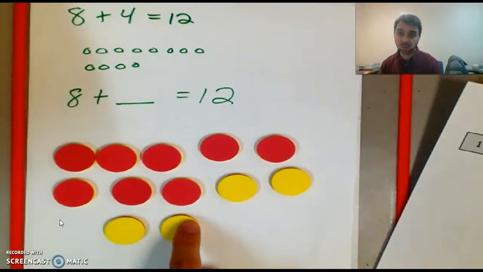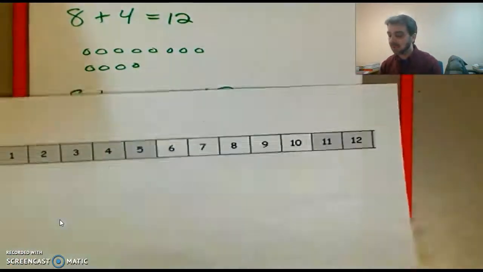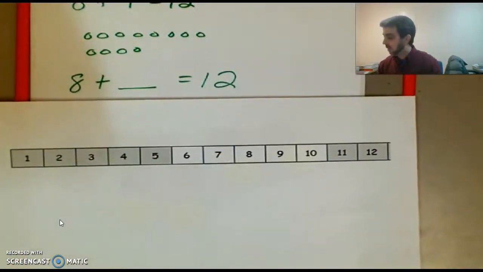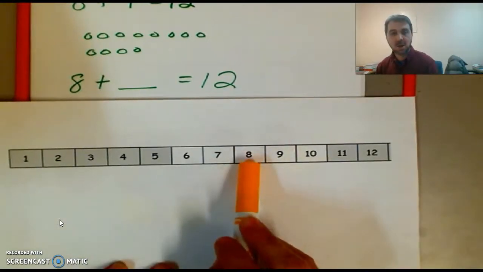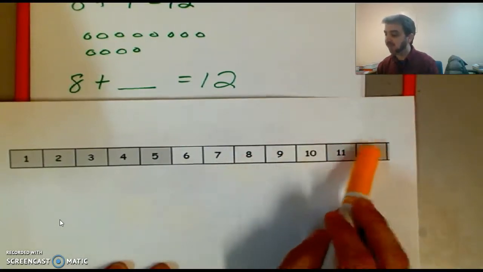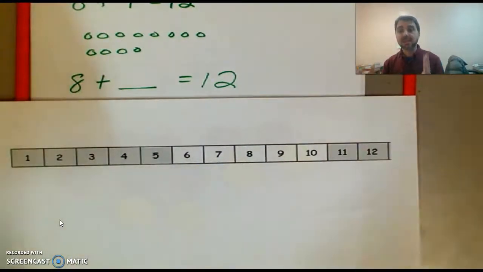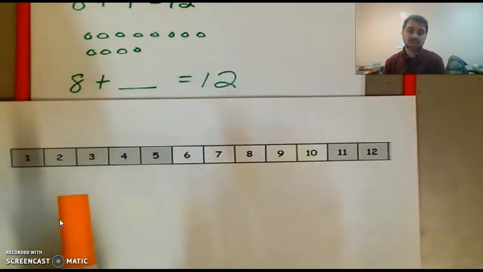You could do that with cubes. You could do it on the double 10 frame. On this number path, you could say, okay, I'm at 8. How many hops do I need to make to get to 12? 1, 2, 3, 4. So then you know your answer is 4. Okay? Same idea for subtraction. No different. You can use all the same tools and the same ideas, just apply it to subtraction.